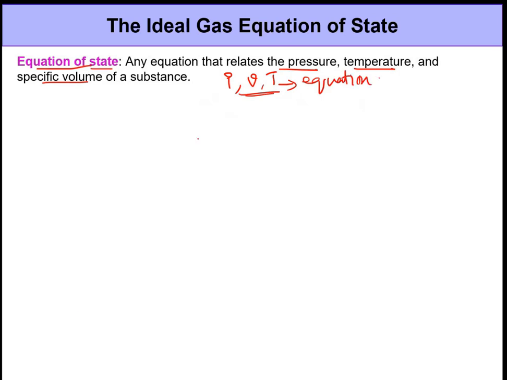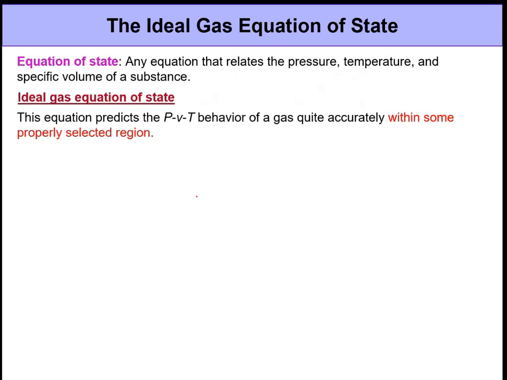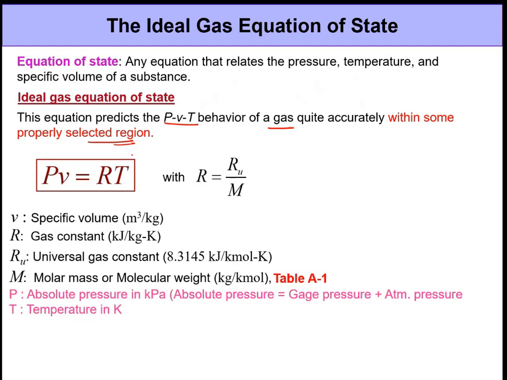So the ideal gas equation that we have seen before several times as part of different courses is simply another equation of state which relates pressure, volume, and temperature for gases under a properly selected region. Okay, so here we're not saying an ideal gas. We're saying generally it can predict the PVT behavior of any given gas within some properly selected region. Now, within that region, the relationship between pressure, volume, and temperature is given by this equation, also known as the ideal gas equation of state, right?